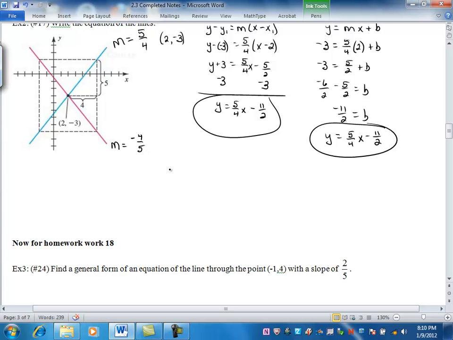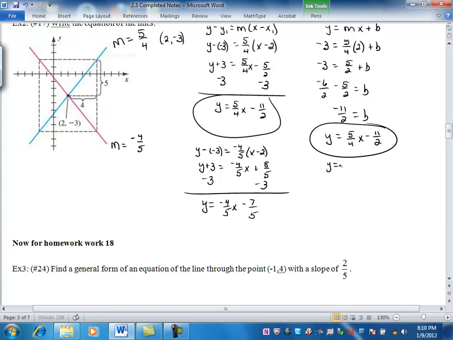And so maybe just one more time I'll show both methods here. y minus -3 equals a slope of -4/5 times x minus 2. y plus 3 equals -4/5 x plus 8/5. We subtract 3 from both sides. y equals -4/5 x. 8/5 minus 15/5 is -7/5.